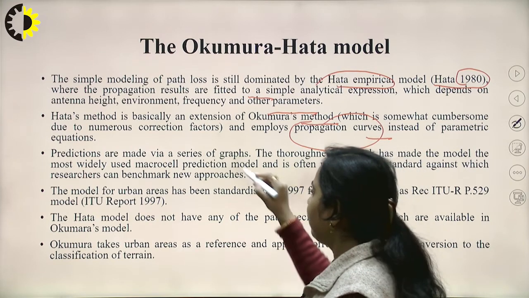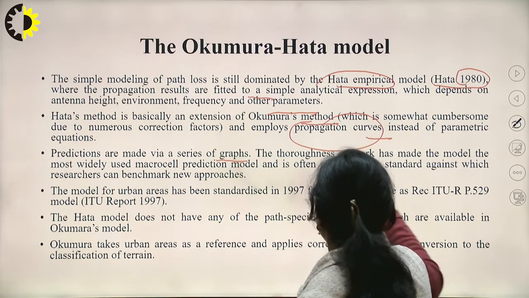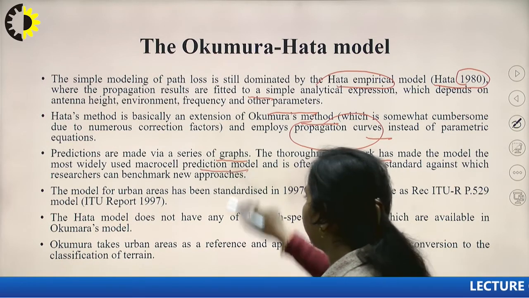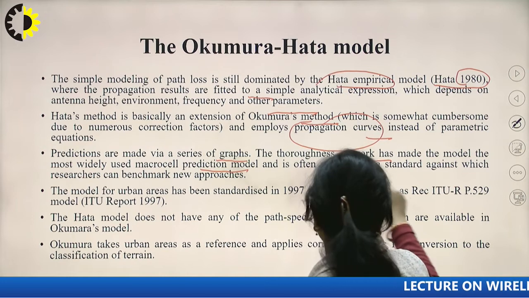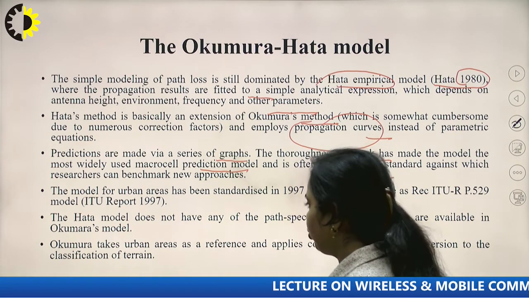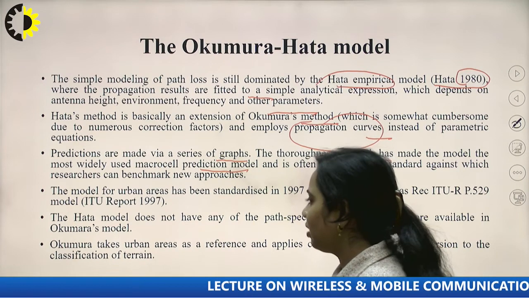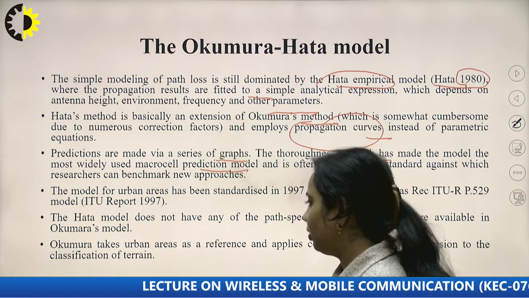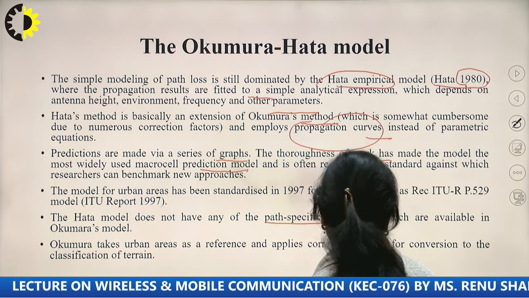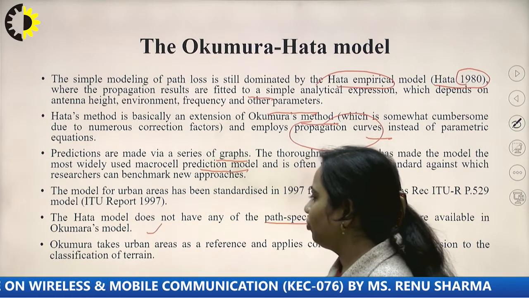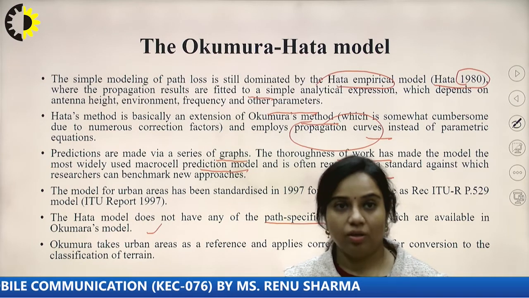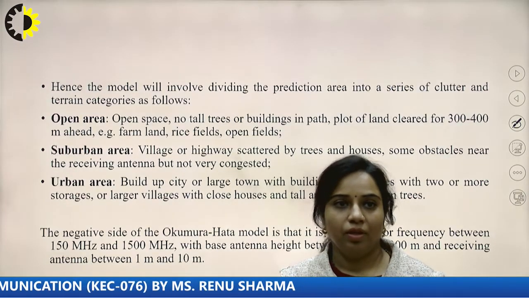Predictions are made via a series of graphs. The thoroughness of the work has made the model the most widely used macro cell prediction model, and it is often regarded as the standard against which researchers can benchmark new approaches. After the Hata model, new models have also been shown. This does not have any of the path specific corrections which are available in the Okumura model, so it is quite a better model compared to the Okumura model itself.